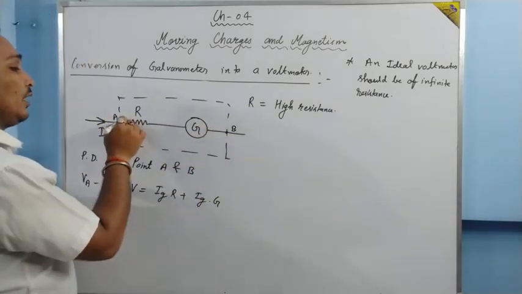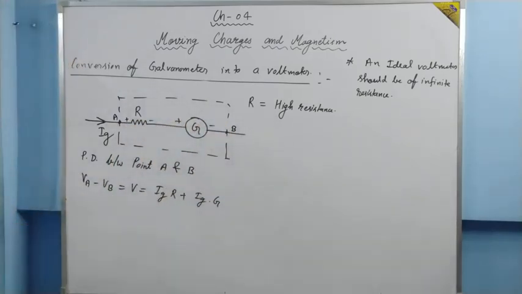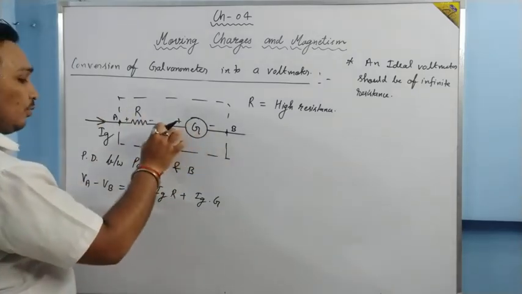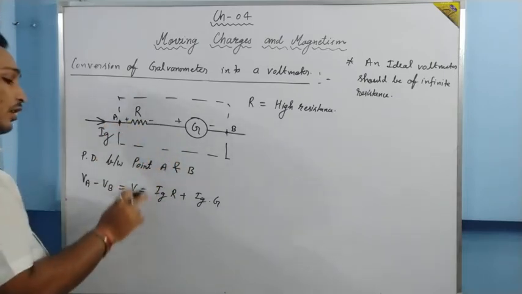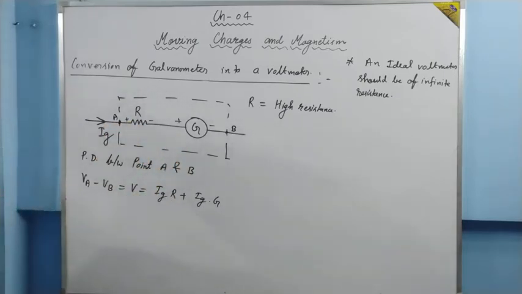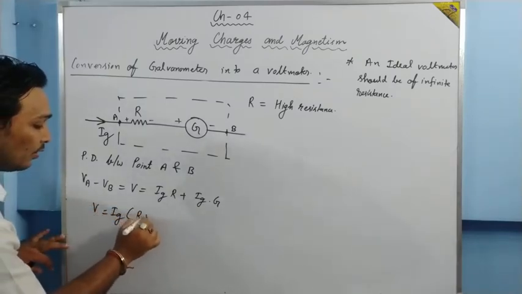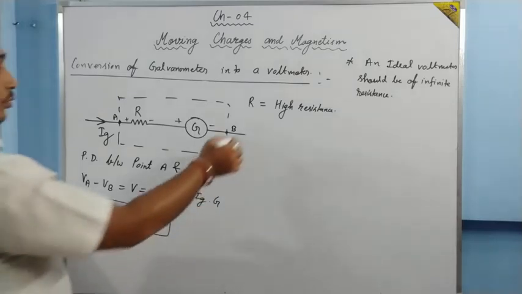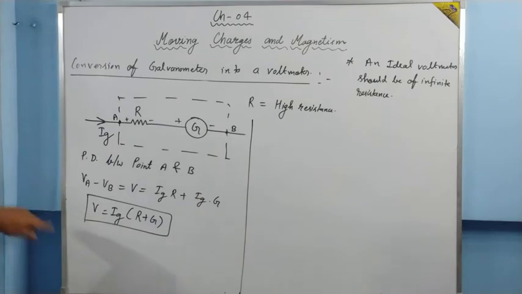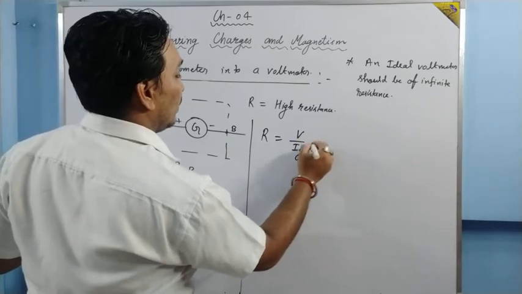Current is going from this side. This will be plus, this will be minus, this will be plus, this will be minus. When I go from B to A, I am going from minus to plus. That is why I have written plus Ig into G. Then again from minus to plus I am going, so I am writing Ig into R. So basically V is equal to Ig in bracket R plus G. Suppose from here I have to calculate the value of R, how will I? Ig is transferred to this side, then G is also transferred. It will become R equals V upon Ig minus G.